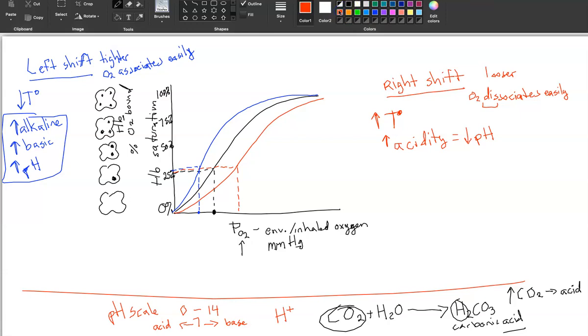Therefore, if you have elevated CO2, that's the same thing as increasing acidity. So if you have elevated CO2, you're going to have a right shift in your oxygen hemoglobin dissociation curve. So you see, getting rid of CO2 and taking in oxygen with respiration isn't just about getting that oxygen and getting rid of wastes. They actually affect each other. Having high CO2 is going to alter the way your body handles O2. And stop me if you have any questions.